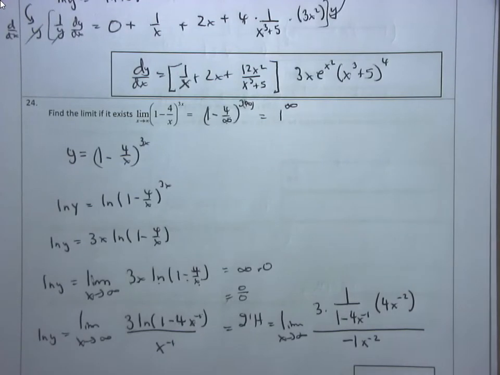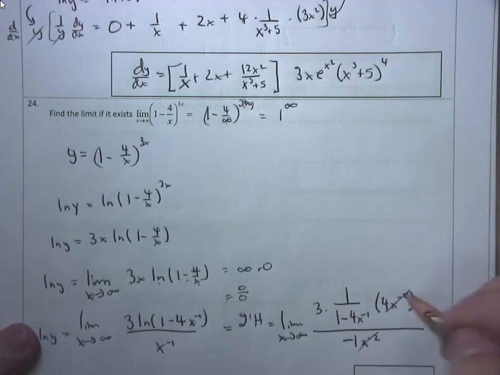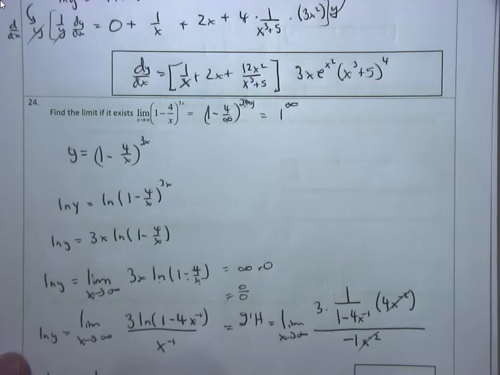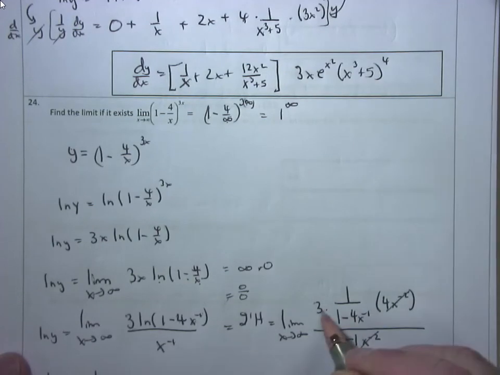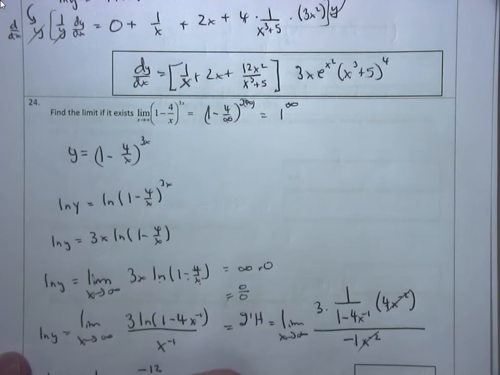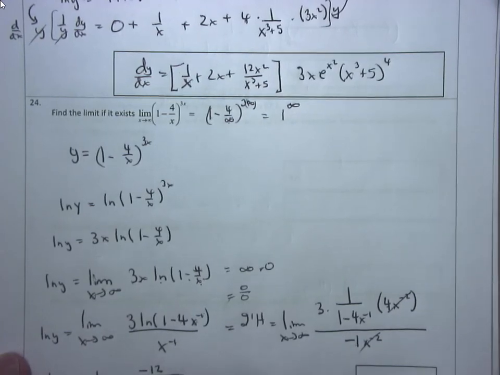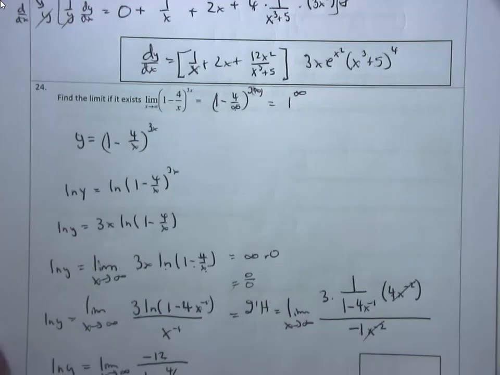But when you do L'Hopital's rule, what happens? Something's got to clean up. What cleans up? x to the negative 2 is canceled. And you clean this up. You get the natural log of y is equal to the limit as x approaches infinity of, clean up your numbers, 3 times 4 is 12, divided by negative 1 is negative 12, divided by 1 minus 4x to the negative 1, which is the same thing as 4 over x.